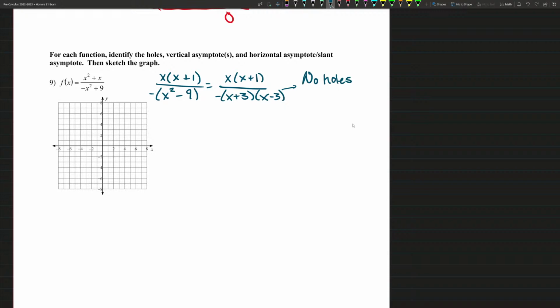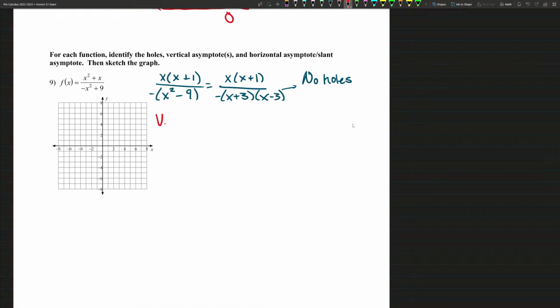Okay, if we could factor something out, that's when there's a hole, and we set that thing that we factored out equal to 0, and that's where the hole is going to be. In this case, we can't, so there's not. The reason we factor first too is because this helps us find our vertical asymptotes really, really easily.